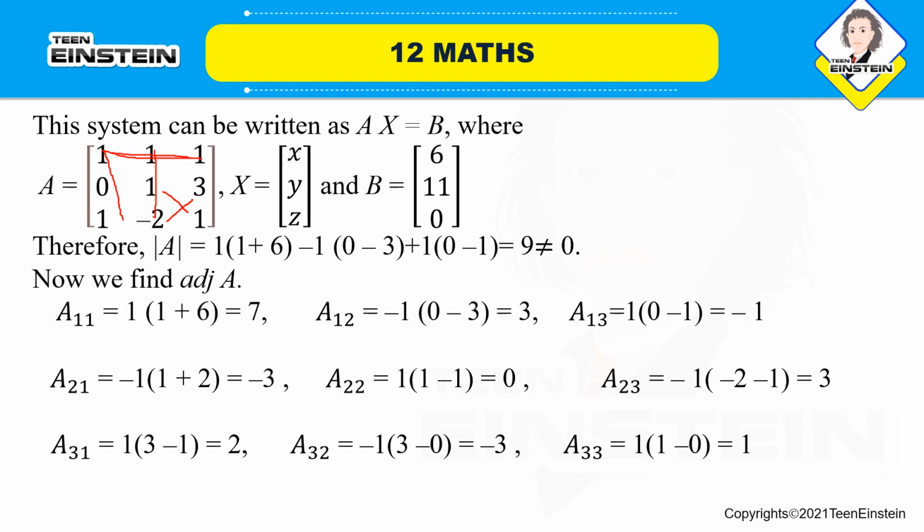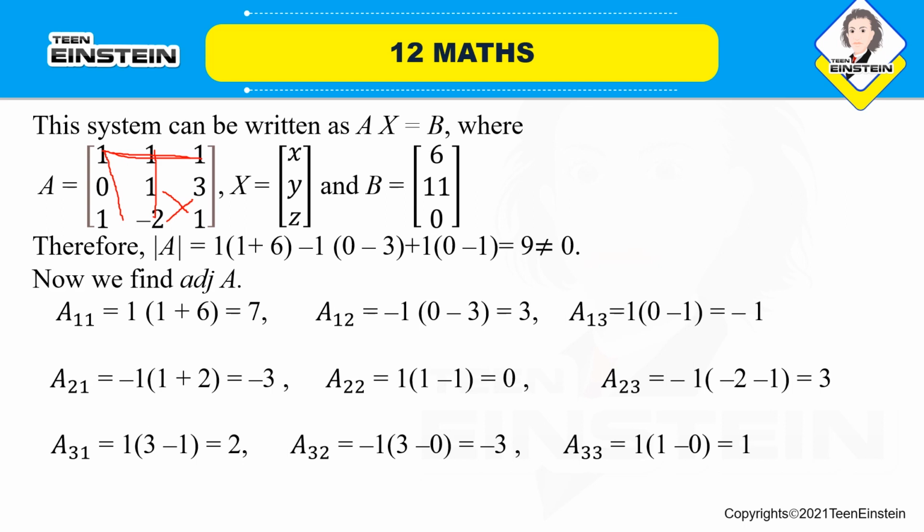9 is obviously not equal to 0. So determinant A is not equal to 0. Non-zero means A inverse exists. We can find A inverse. So before that I am calculating adjoint A. What is adjoint A? Adjoint A is the transpose of the cofactor matrix. So we have to find all the cofactors.